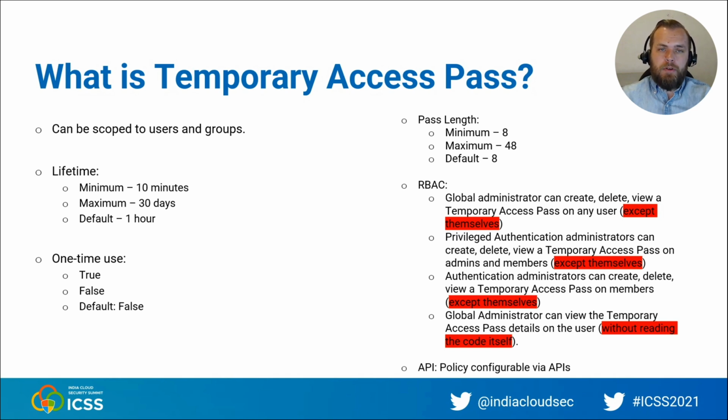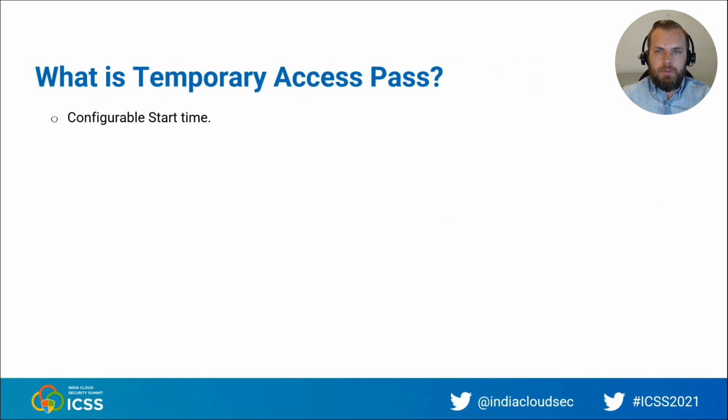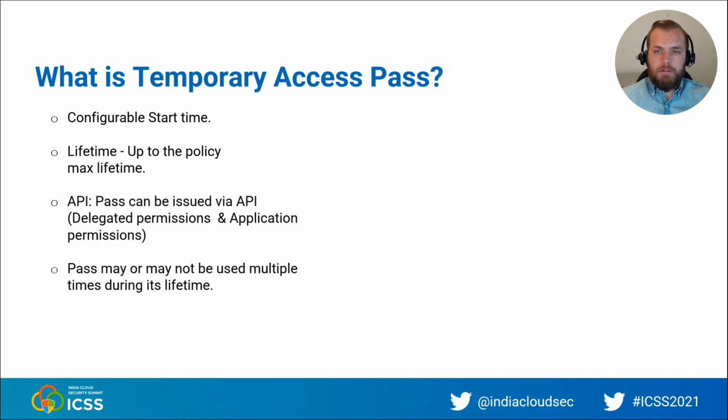The policy for temporary access pass is configurable either using the Azure portal or the Microsoft Graph API. Other details, the configurable start time. We can say that this temporary access pass should not become enabled until 8 o'clock this evening or even 9 o'clock next day, right? So we can choose when the timer starts on the temporary access pass. The lifetime is configurable as well, up until the policy max lifetime. So if the policy states that the lifetime maximum is 30 days, we can choose that a temporary access pass is valid from 10 minutes up until 30 days, basically. And these are configurable for each temporary access pass that is issued. And just a repetition, the pass may or may not be used multiple times during its lifetime.